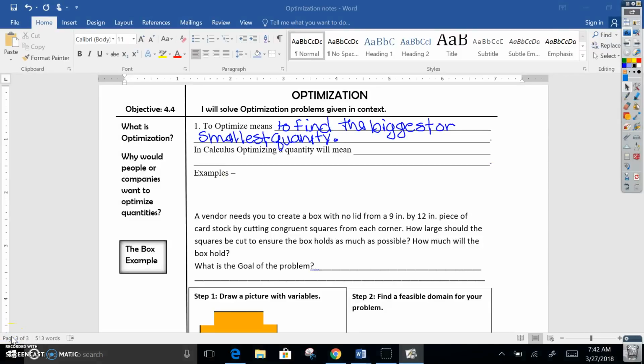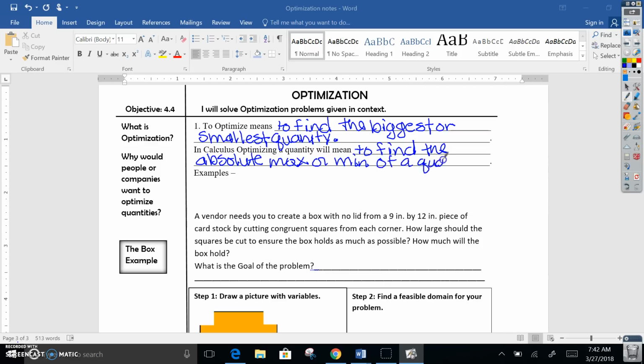So I just took a little break real quick and went ahead and wrote that out. Optimizing simply means to find the biggest or smallest quantity. In calculus, it's going to mean to find the absolute max or the absolute minimum of a quantity. So let's write that out. In calculus, optimizing a quantity will mean to find the absolute max or min of a quantity.